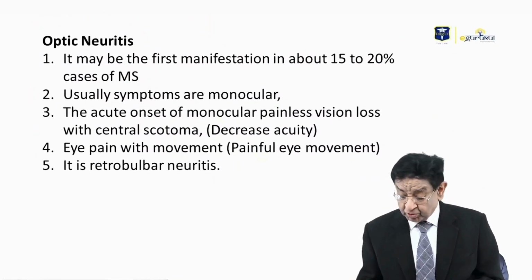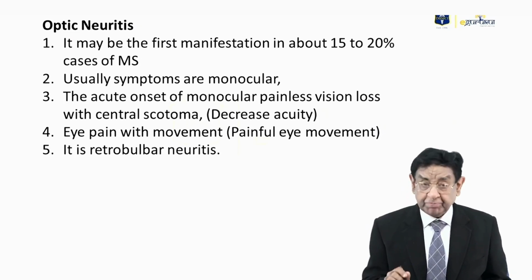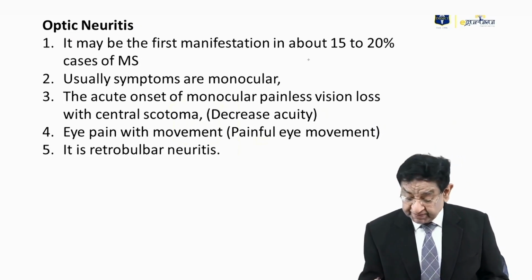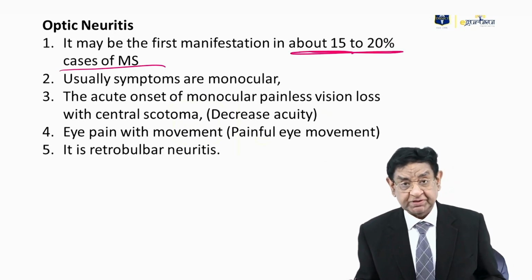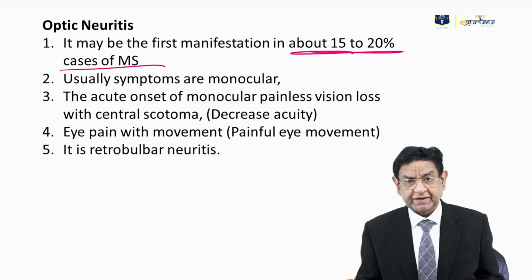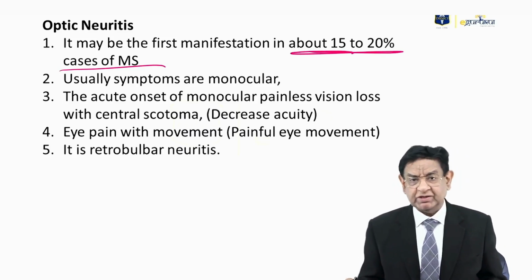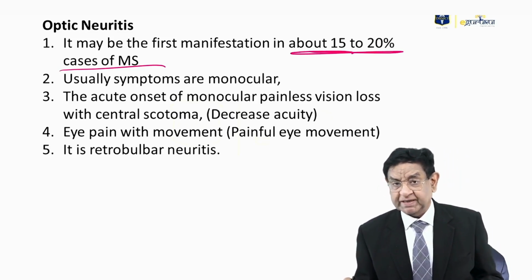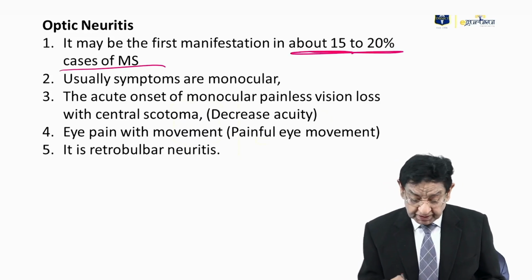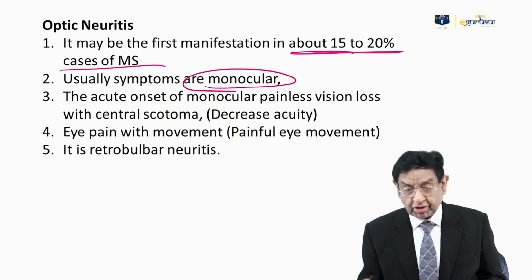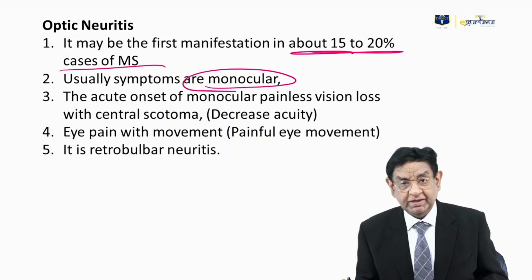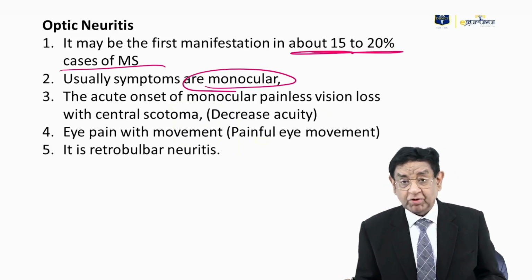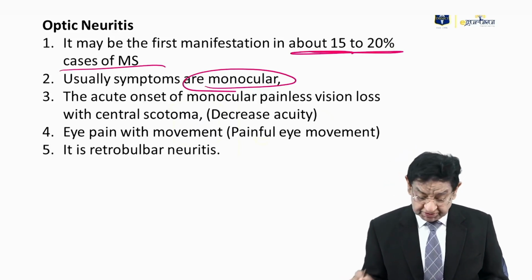Now, let's talk more about optic neuritis. Optic neuritis may be the first manifestation in around 15 to 20% of multiple sclerosis. In fact, whenever they talk about optic neuritis, usually they talk about it in association with multiple sclerosis. Usually symptoms are monocular in multiple sclerosis, a very special point about optic neuritis in multiple sclerosis.